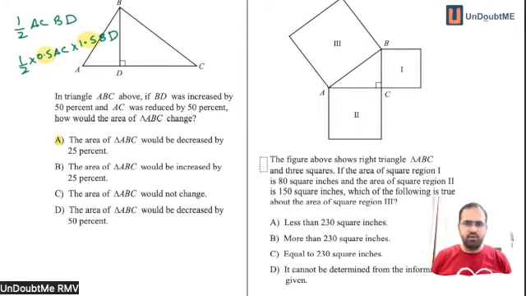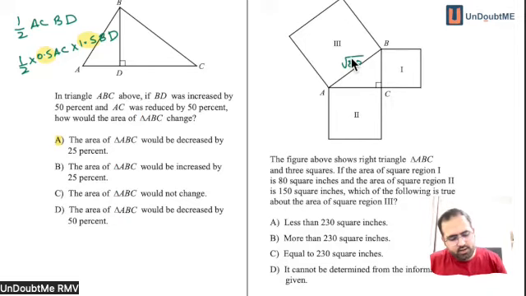Figure shows right triangle ABC and three squares. If the area of the first is 80 square, so this is root 80. Second one is root 150. Which of the following is true about the area of square region 3?